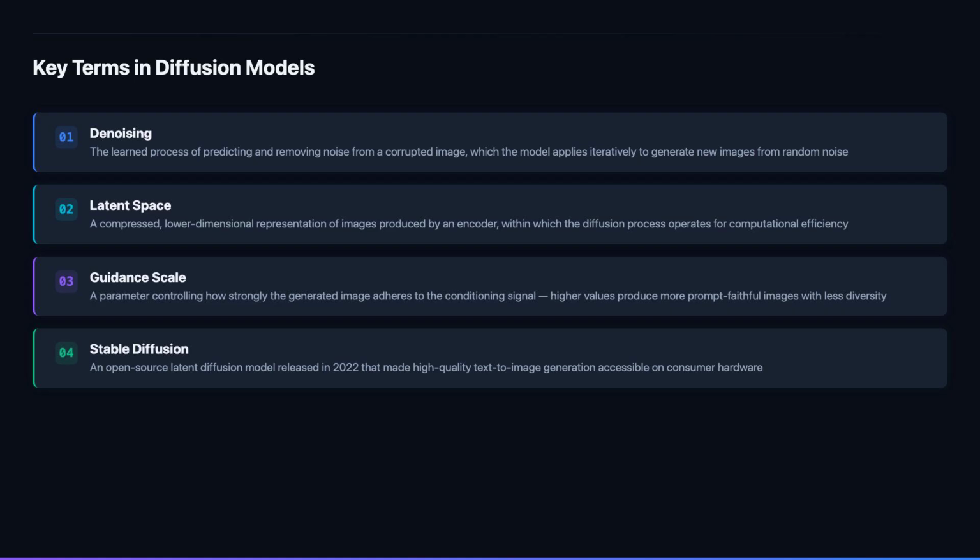The open-source nature of Stable Diffusion also enabled an explosion of derivative models, fine-tuned variants, extensions, and creative tools built on top of it. Understanding Stable Diffusion's architecture, latent space operation, U-Net denoising, CLIP text conditioning, and classifier-free guidance provides a foundation for understanding the entire ecosystem of modern image generation tools.